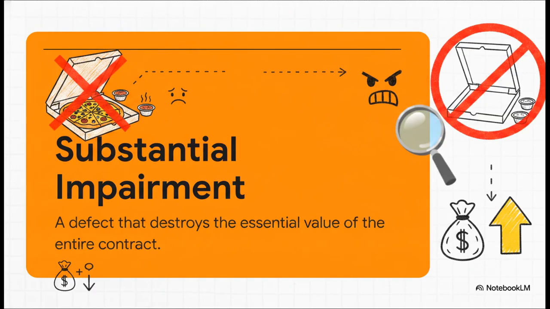Let's really break down that term substantial impairment because it's absolutely crucial. It is a very high legal threshold. It means the defect practically destroys the essential value of what you paid for. Think of it kind of like ordering a pizza. If the delivery driver forgets your side of garlic dip, that's a minor breach. It's annoying, maybe you get $1 back, but you still have to pay for the pizza. But if they deliver a completely empty box, now that is a substantial impairment. You get to cancel the whole order. That's the difference you need to be looking for on test day.